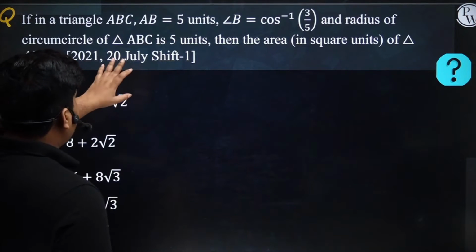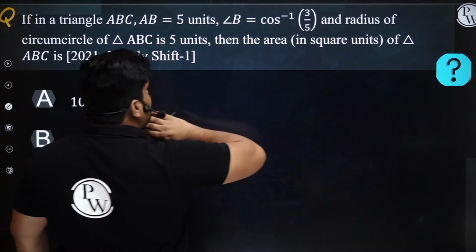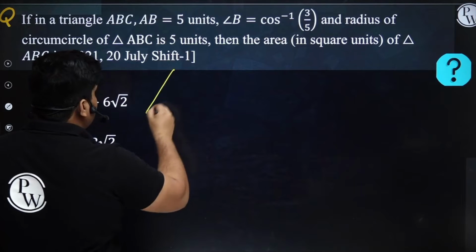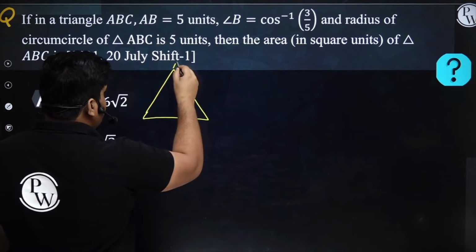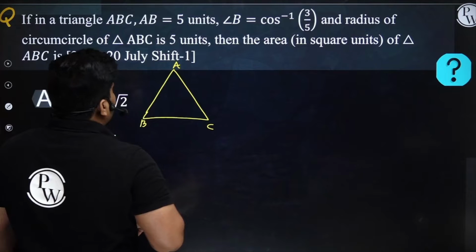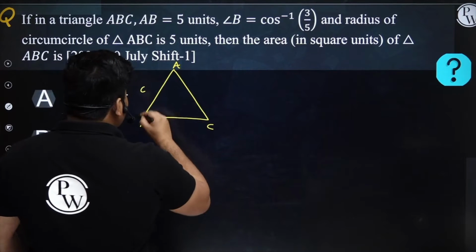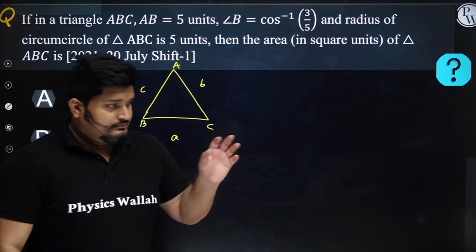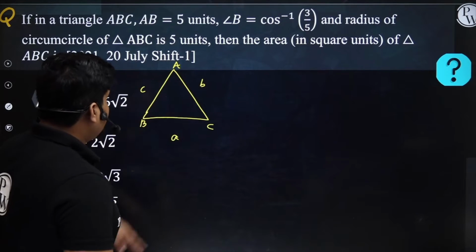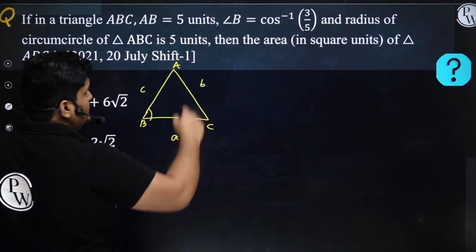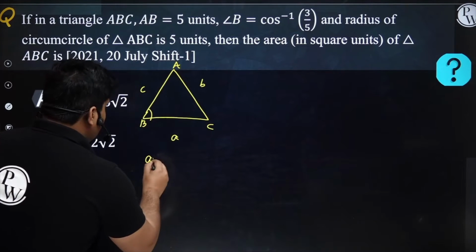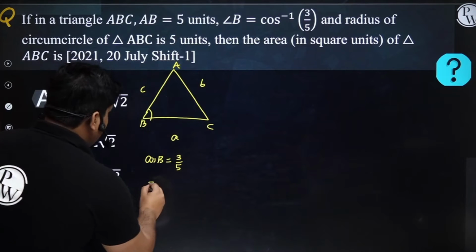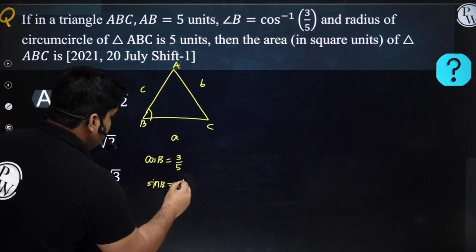If in a triangle ABC, AB is 5 units and angle B is given, and the radius of the circumcircle is 5. So what all information is given? This is triangle ABC, and side AB is given. So this is side c, this is side b, this is side a. Angle B is known. Cos B is known as 3 by 5. We have information about cos B, which is 3 by 5, so we can write sin B also. What will be sin B? It will be 4 by 5.